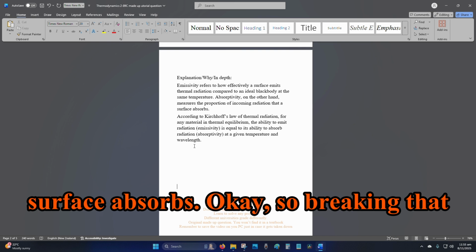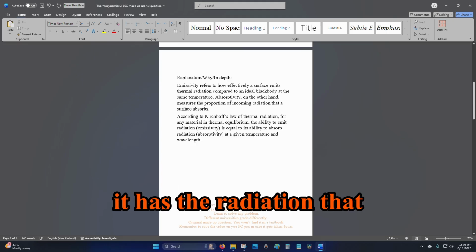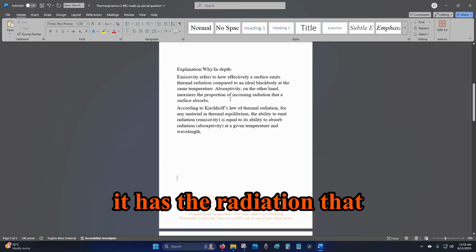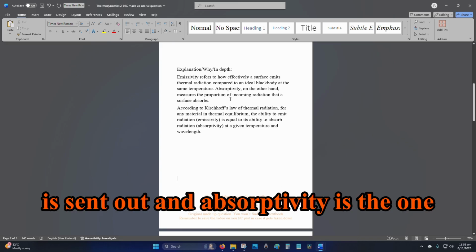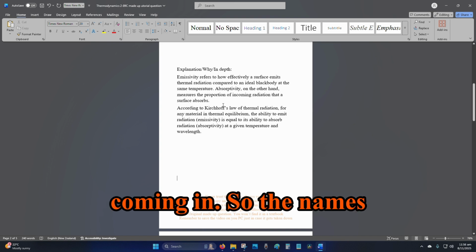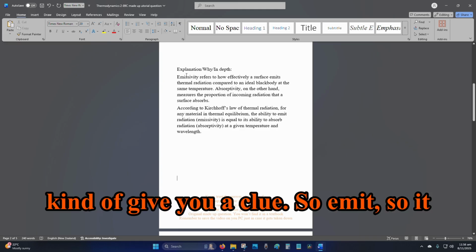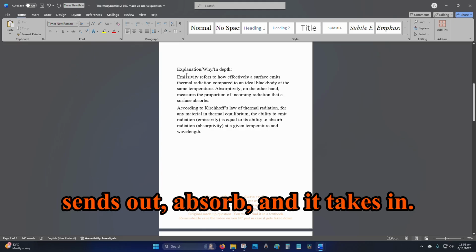Okay, so breaking that down, emissivity is where it has the radiation that is sent out, and absorptivity is the one that has radiation coming in. So the names kind of give you a clue. So emit, it sends out; absorb, it takes in.